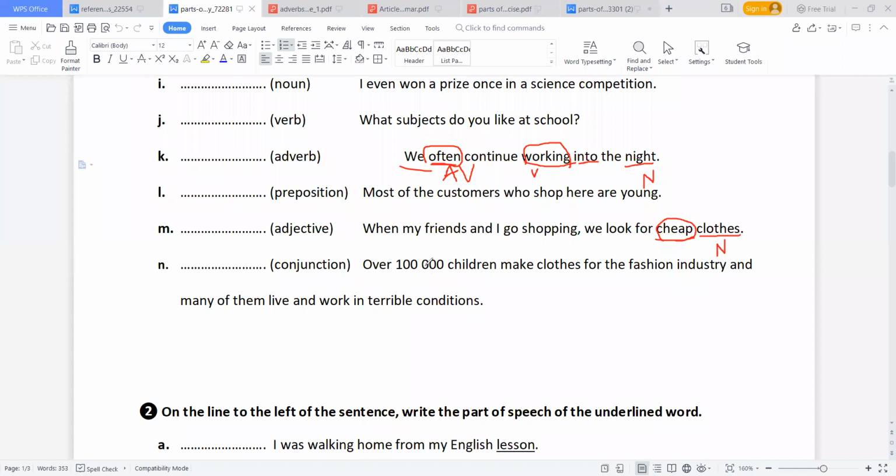Next, over 100,000 children make clothes for the fashion industry, and many of them live and work in terrible conditions. So what is the conjunction? And. Yes, both ands, this and this, are conjunctions. Clear? Yes, ma'am.